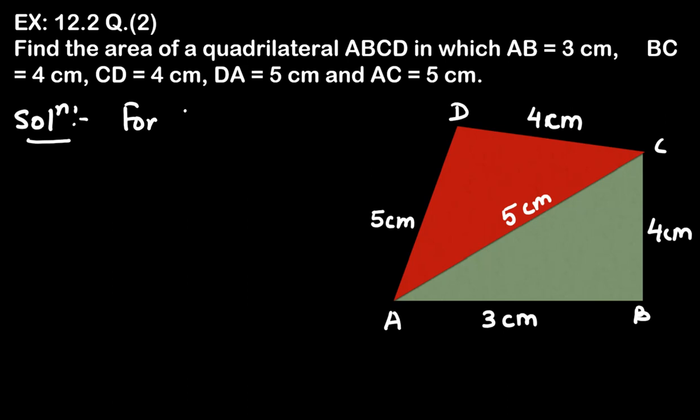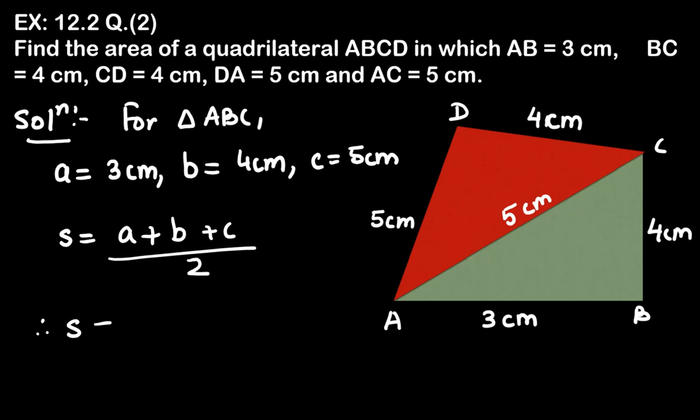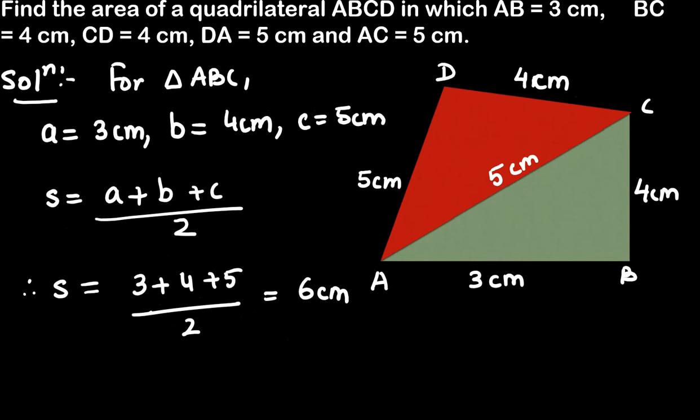For triangle ABC, I'm solving ABC. Okay, so let me give a value. A equals 3 centimeter, B equals 4 centimeter, C equals 5 centimeter. So the semi perimeter is what? A plus B plus C by 2. Therefore S equals 3 plus 4 plus 5 by 2. So that is 12 by 2, and that is going to be 6 centimeter. So S equals 6 centimeter.